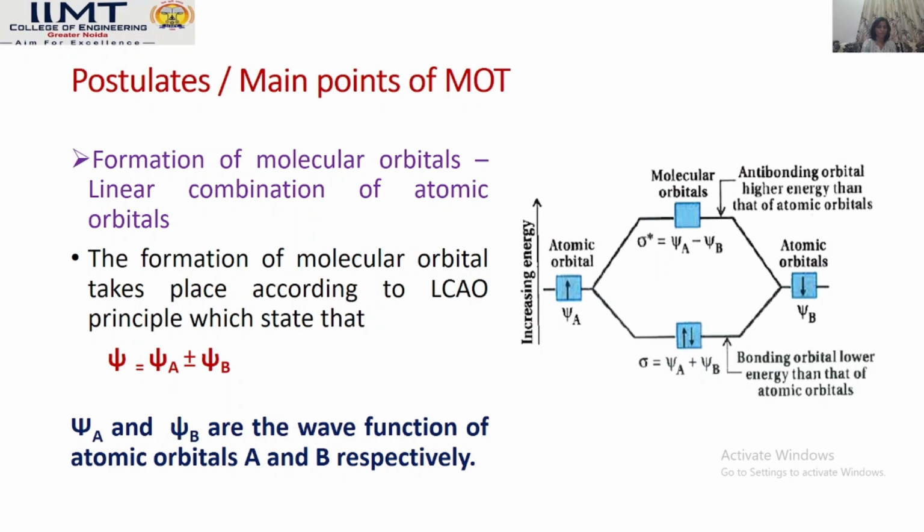Linear combination of atomic orbitals. Schrödinger explained that an orbital is the place where the probability of finding an electron is highest. The electron is probably a wave, which we call an orbital. The formation of molecular orbitals takes place according to the LCAO principle, which states that psi equals psi A plus or minus psi B. Psi A and psi B are the wave functions of atomic orbitals A and B respectively.